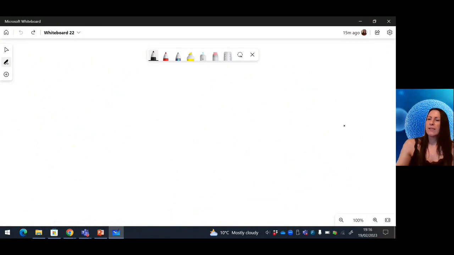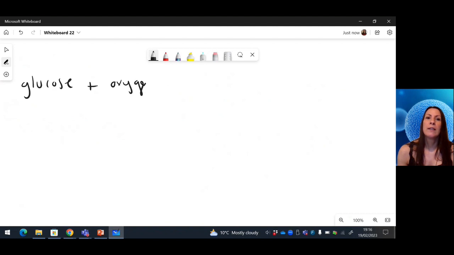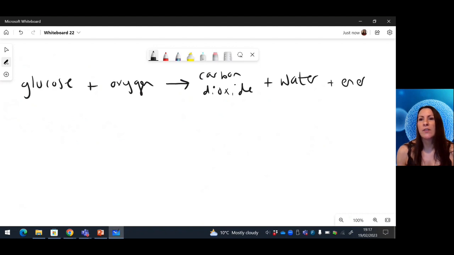And I just want to talk about cellular respiration first. Maybe you'll remember the word equation from high school, but we've got glucose, which we've taken in from the food we eat, plus oxygen, produces the waste product carbon dioxide, plus water, plus energy. So that is the word equation for how we break down glucose in the presence of oxygen, which we refer to as aerobic respiration. And then we produce this waste product, carbon dioxide.